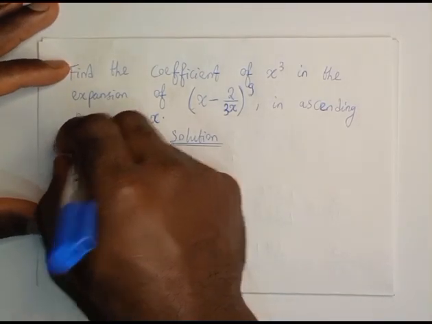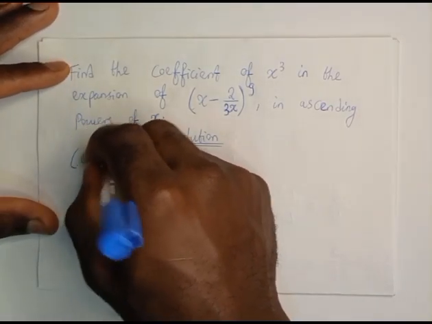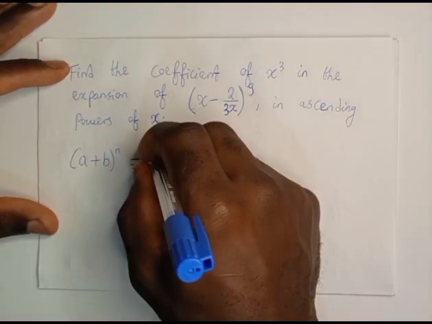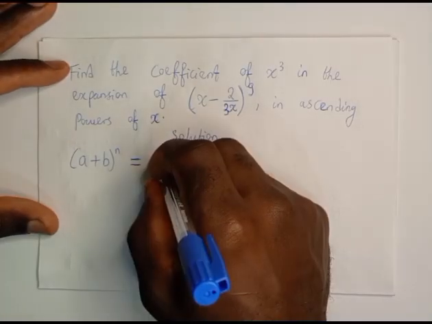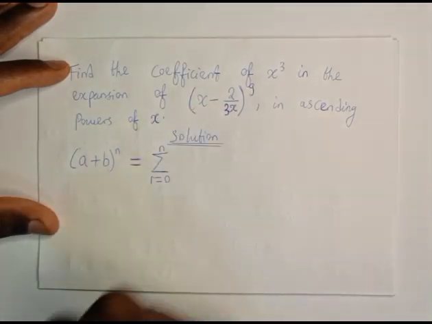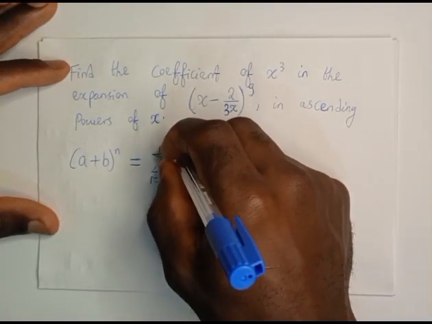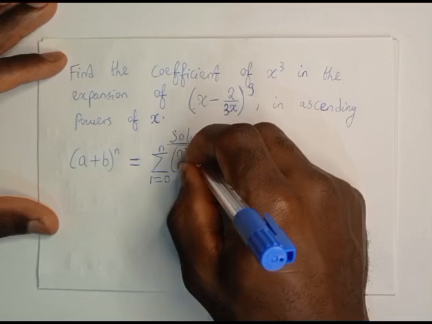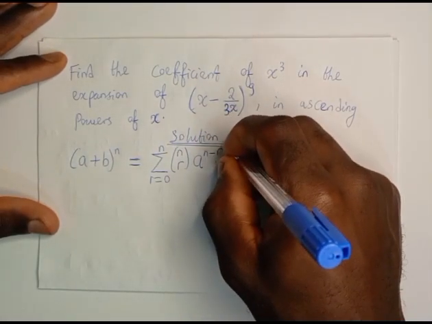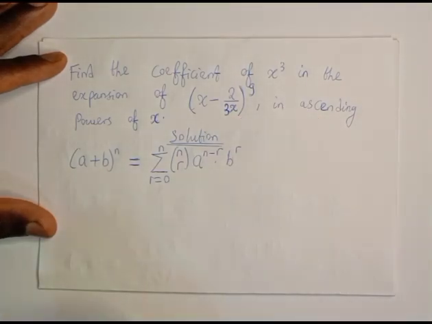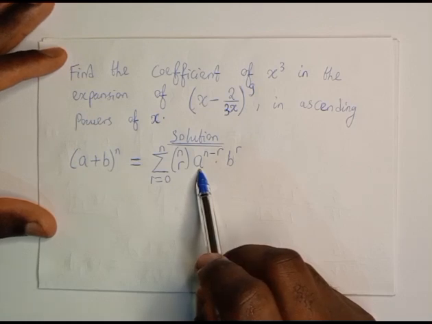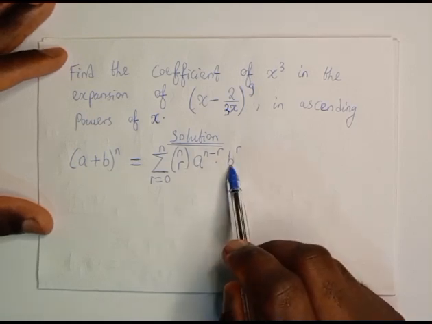Using the binomial theorem, if we have (a plus b) all raised to the power n, we have to expand this. The binomial theorem states that this will give us the summation r equal to 0 right up to n of n combination r times a raised to the power n minus r times b raised to the power r. As we are moving along, the power of a is reducing while the power of b is increasing.